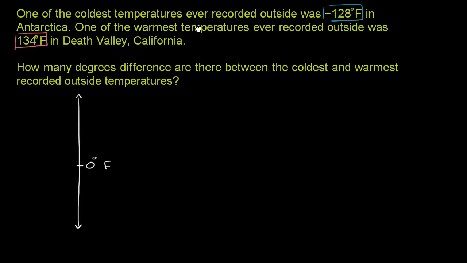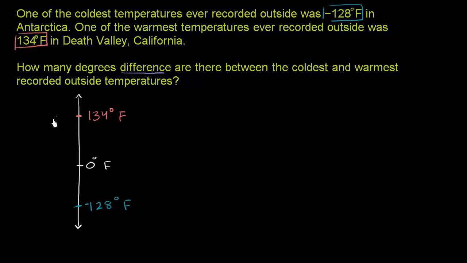So one of the coldest ever recorded temperatures was negative 128 degrees Fahrenheit. So let's say that's right over here. This is negative 128 degrees Fahrenheit. And one of the warmest temperatures ever recorded was 134 degrees. This is a positive 134. So it's about that far and a little bit further. So it's a positive 134 degrees Fahrenheit.